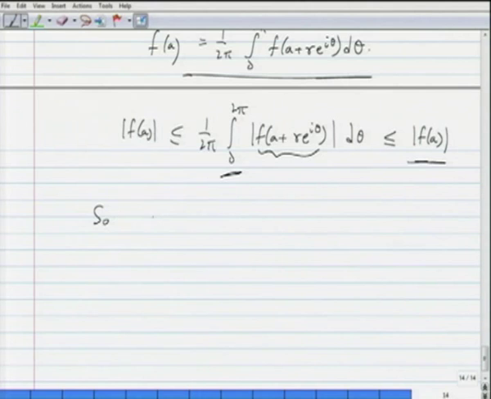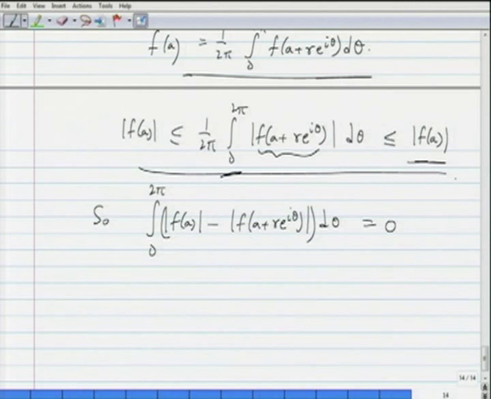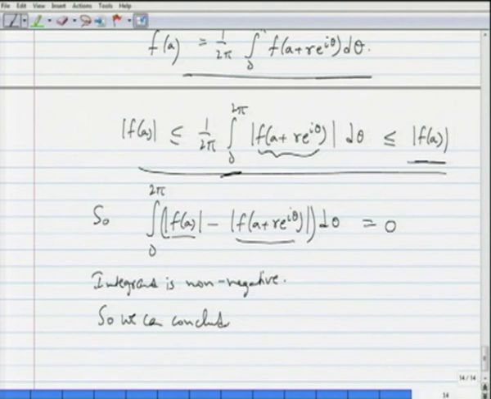So the integral from 0 to 2 pi of modulus of f of a minus modulus of f of a plus r e power i theta d theta is 0. From this we can conclude that this integral is 0. Also, since modulus of f of a is greater than or equal to modulus of f of a plus r e power i theta, the integrand is non-negative. When we have a non-negative integrand and its integral is 0, we can conclude that the integrand itself is identically 0.